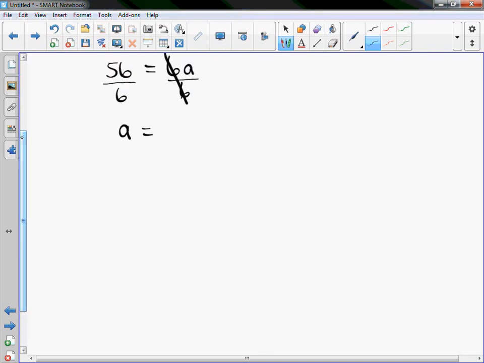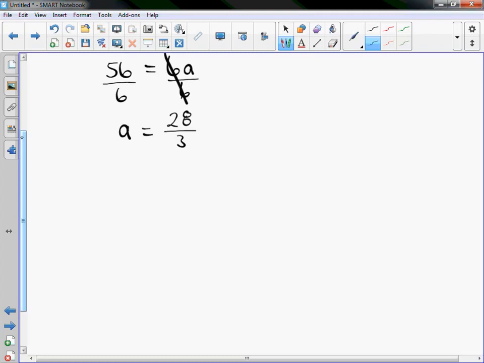A equals 56/6. I know that both of them divide by 2. The top one's going to be 28 and the bottom one's going to be 3. 56 divided by 2 is 28, and 6 divided by 2 is 3. So 28/3. Or we can ask, how many times does 3 go into 28? It goes in 9 times.